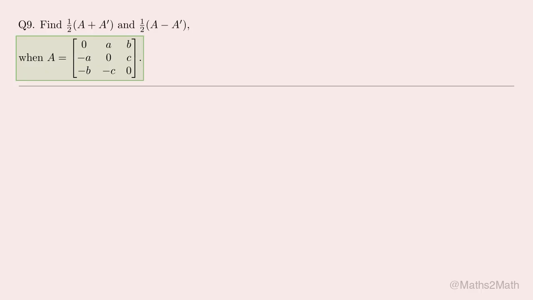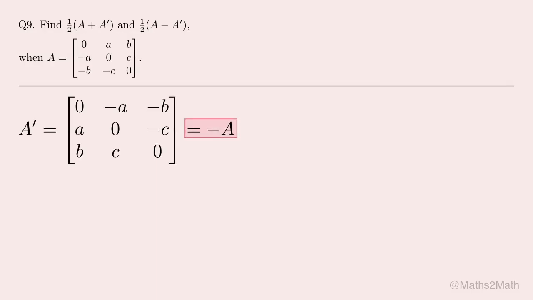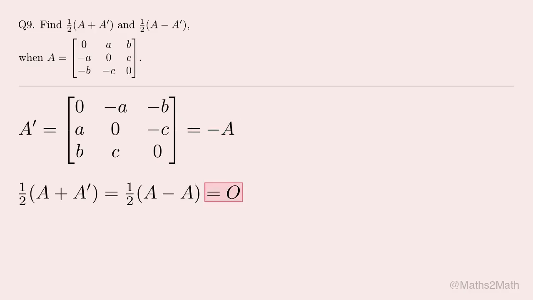Question 9 with a twist. Look closely and it is already skew-symmetric. These are the symmetric and skew parts, but watch what A already is. A transpose flips the signs of a, b, and c, exactly minus A. So A plus A transpose is the 0 matrix, and half of 0 is 0. And A minus A transpose is 2A, whose half is A itself.